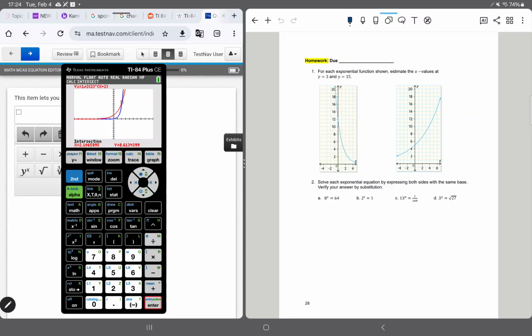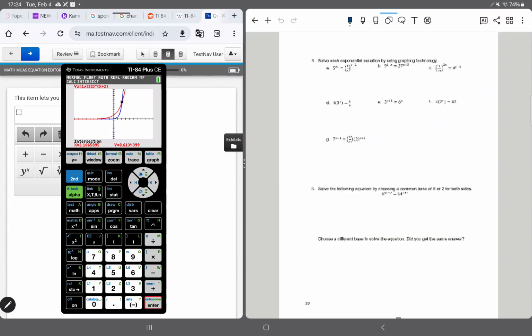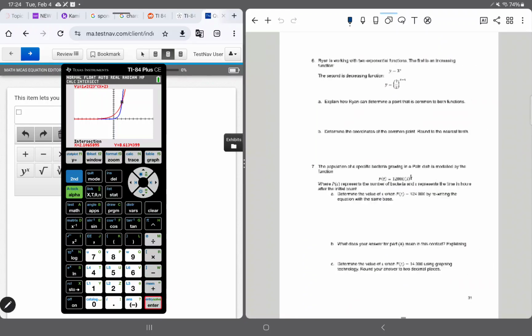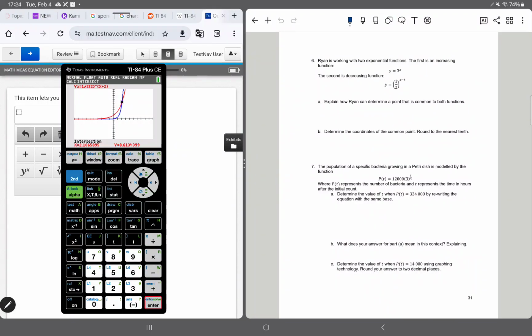There you have it. So this is our homework. So you're just going to work on these. Again, when it says expressing both sides with the same base, that means you're going to do these algebraically. And this one you can use graphing technology, so that's where you can do these steps here. And then there's just a couple of word problems for you. Have fun!